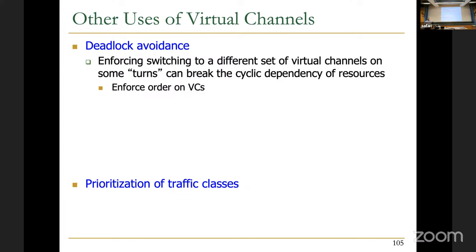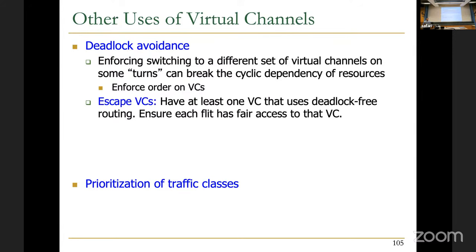Or you can restrict the number of virtual channels once you are going into the network. In the beginning, you can use the whole set of virtual channels, say 8 virtual channels that you have, but after each hop, you remove one of these VCs from your set. So essentially with these, you can make some deadlock avoidance.